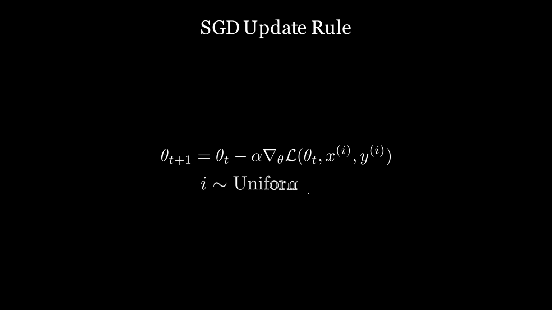The SGD update rule uses the gradient from just one randomly selected training example. Here, i is a randomly selected index from the training set. This makes each update much faster but much noisier than batch GD. In practice, we shuffle the dataset and iterate through examples one by one, which is equivalent to random sampling.